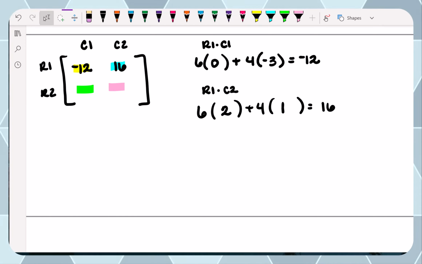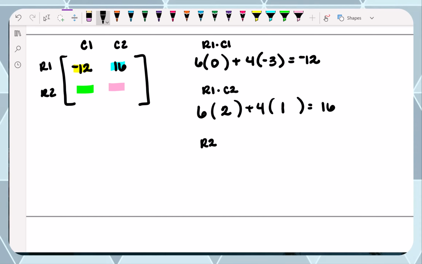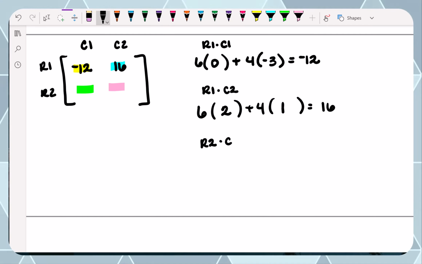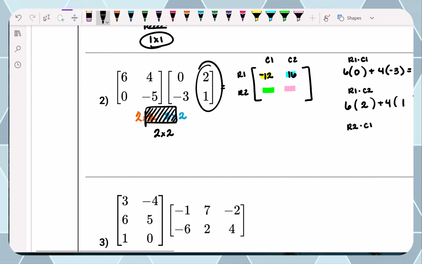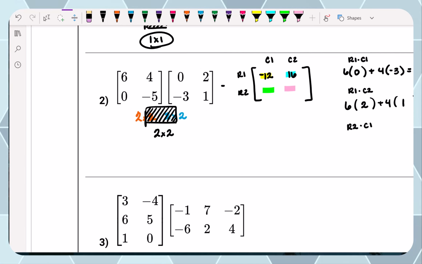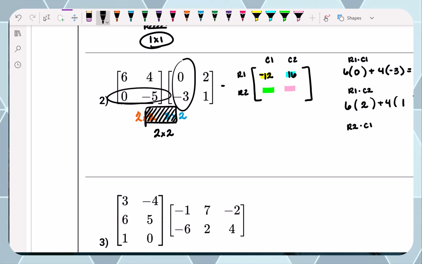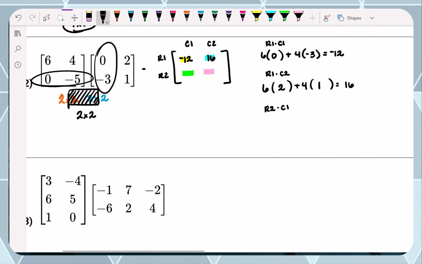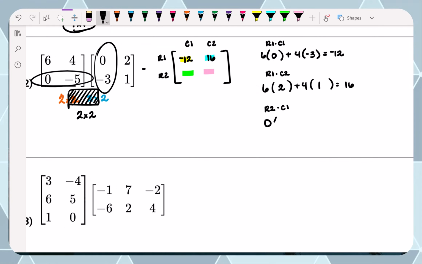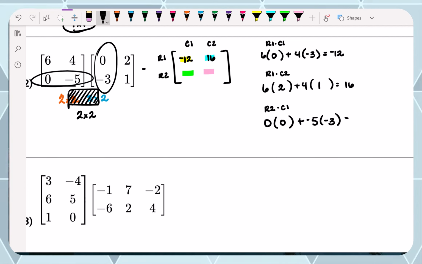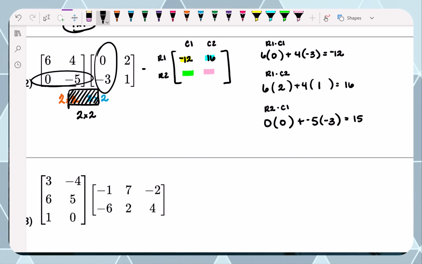All right, let's do one more. I've got the green section here. This is going to be row 2 and column 1. So I'm going to come back over here and circle row 2 and column 1. I'm going to be using 0 and -5. And for the column, I'm going to use 0 and -3. So altogether, that's going to give me a positive 15.